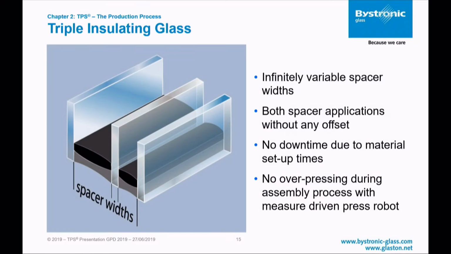The next advantage of this process is that you have a very big flexibility. If you produce glass with 10 millimeter spacer or 8 millimeter spacer, 12 millimeter, you do not have any downtime of the line for changeover. Since the system is data driven, in the nozzle the spacer width will be adapted automatically, and you are very flexible in your production process.